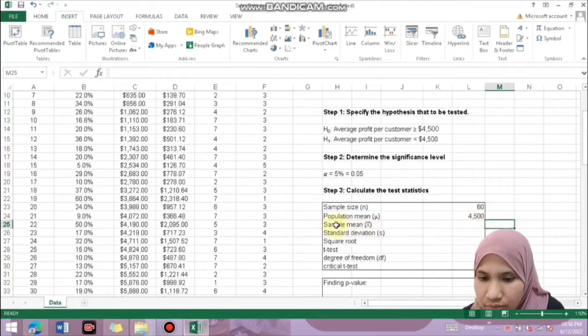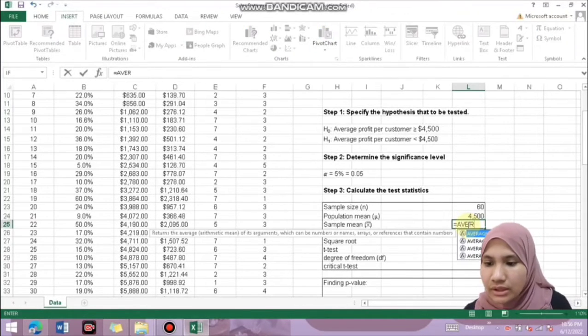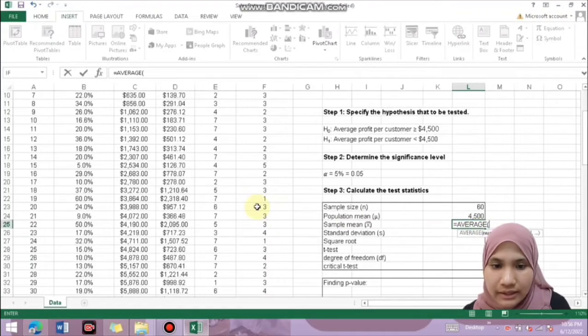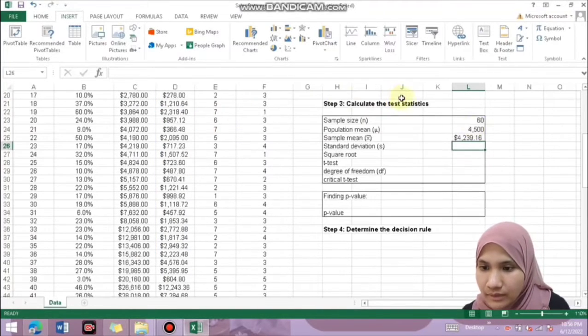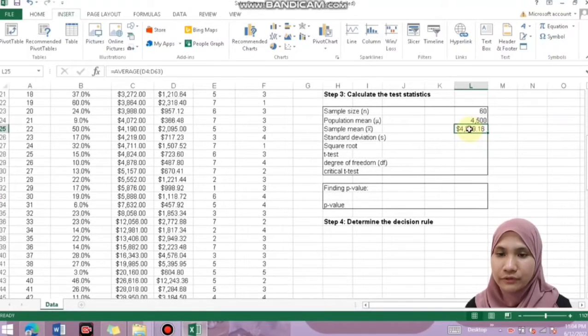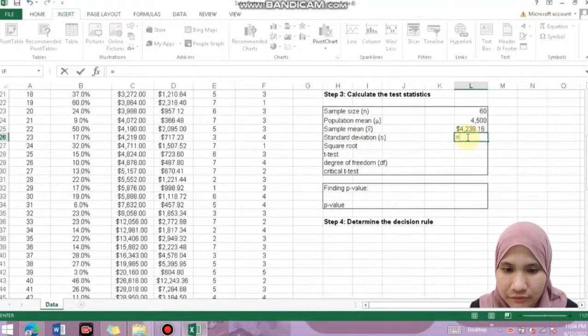Next, we have to calculate the sample mean. Here we have to use the formula. Start with the equal sign, and then we use the AVERAGE function, double click, and go to the gross profit, select here, Control Shift and down, enter, and we will get $4,239.60.